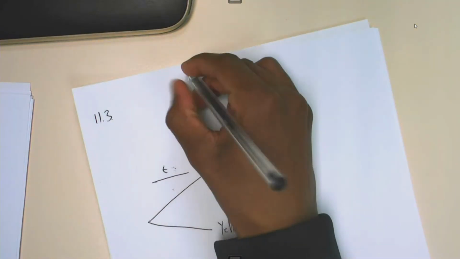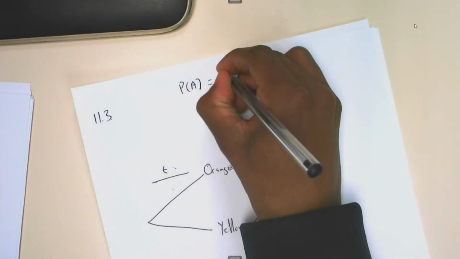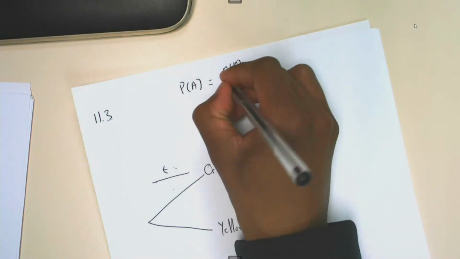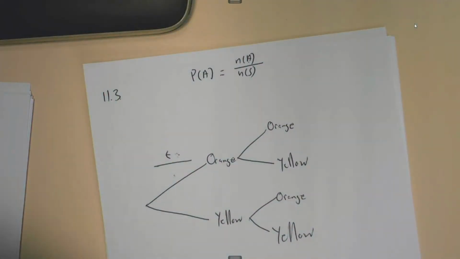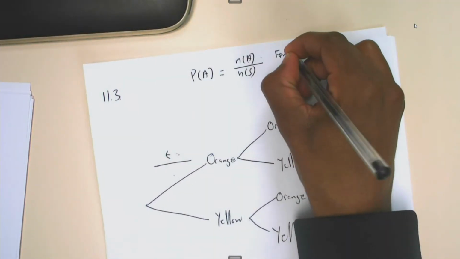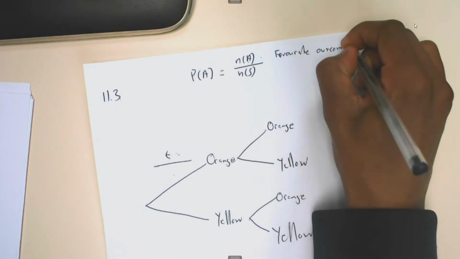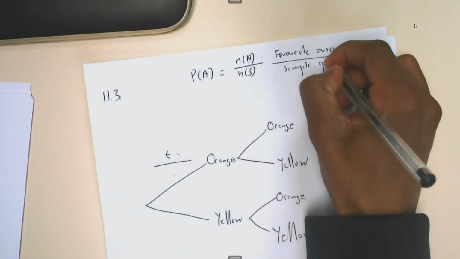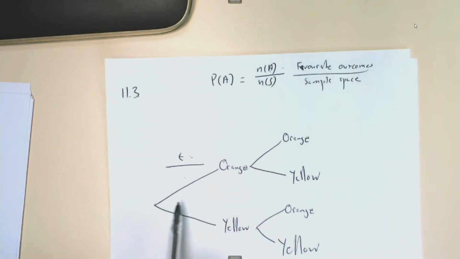Remember, probability in a nutshell, probability of any event, event A, is the number of elements in event A over the number of elements in the sample space. That's probability. Favorable outcomes over the sample space. That's basically probability. So that's what I'm trying to find out here.